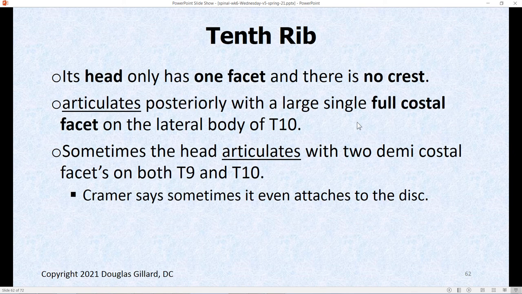The 10th rib, its head has only one facet on it, so there's no crest. So that's kind of weird about a rib. We've talked about how they have crests.